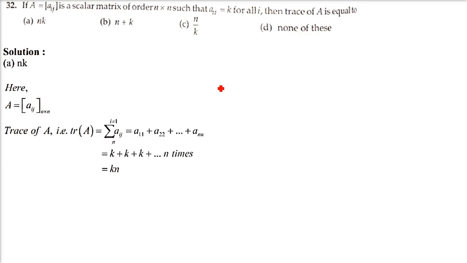Now if A is a scalar matrix of order n by n such that aii is k for all i, then trace of A is equal to. So we can take any n by n matrix, that is 1 by 1, 2 by 2, 3 by 3 like this. Now this is a scalar matrix, n by n, and all the values at the diagonals are k. That is, this is k, this is k. And since this is a scalar matrix, all other elements have to be 0. So a11 is k, a22 is k, a33 is k. This is already given in the question. So I am taking an example of 3 by 3.